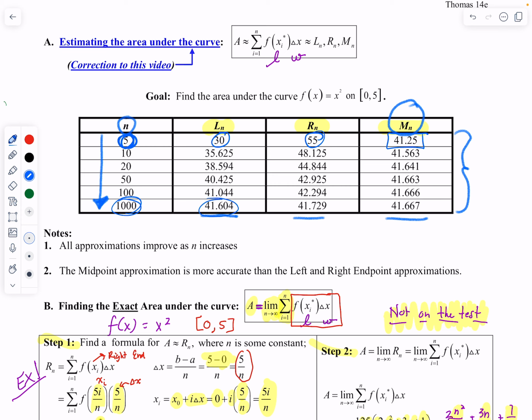So we see that for the left, when we have 1,000 rectangular regions, we get 41.604. For the right, we have 41.729. And for the middle, we have 41.667. So those pretty much equal out once the approximations improve as n increases. So in other words, the more rectangular regions we use, the better off we get an estimate. Doesn't matter what I'm using. Again, though, the midpoint approximation is the most accurate. Or I should say, it's more accurate than the left and right endpoint approximations.